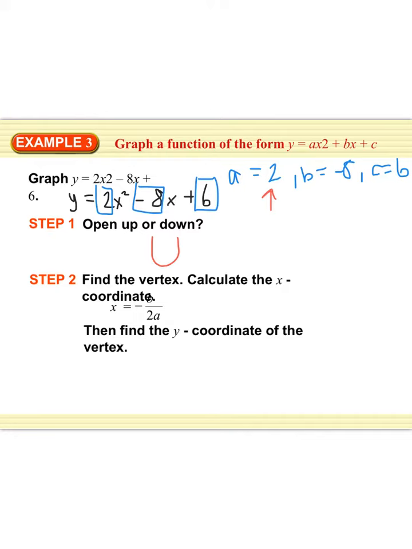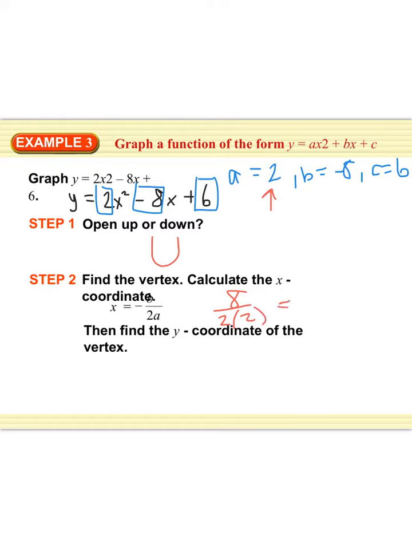The next step says find the vertex. Back in your notes, it says to find the vertex, the x value is opposite b over 2a. My b is negative 8, and the opposite of negative 8 would just be 8, divided by 2 times my a, which is 2.